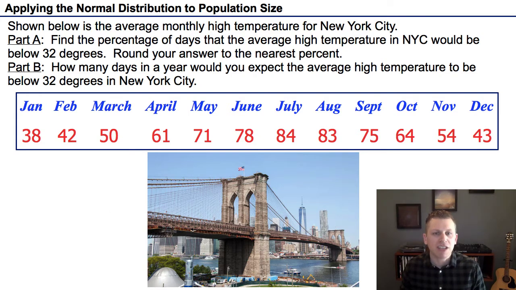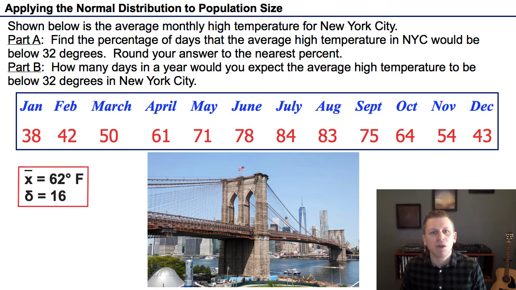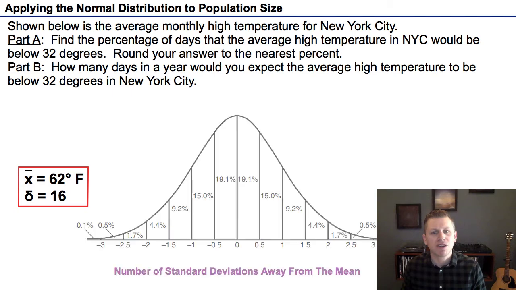First thing I want to do is calculate the mean and standard deviation based on this data. We have done that before in a previous video. What we found was that the average high temperature for New York City is 62 degrees with a standard deviation of 16 degrees. What we can do is apply that data to a normal distribution curve.